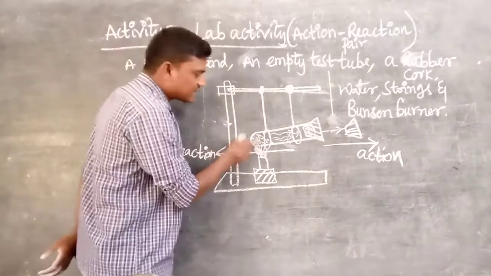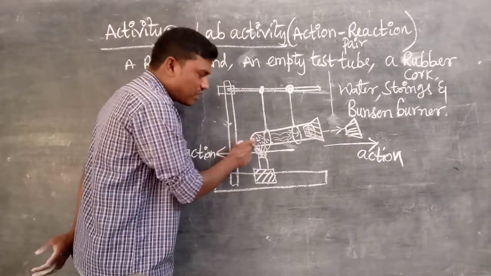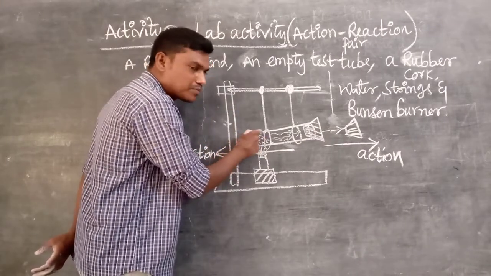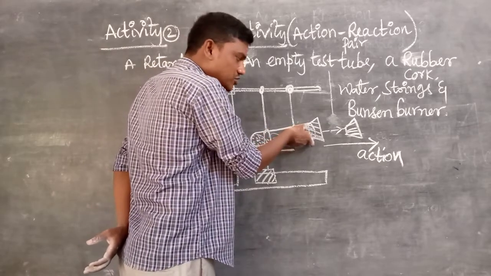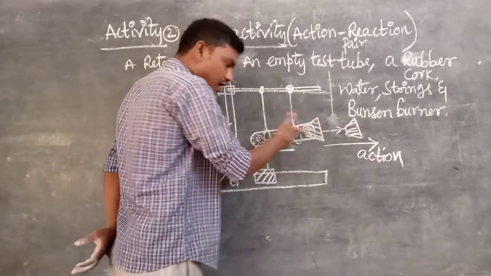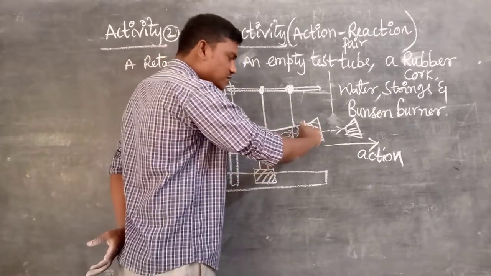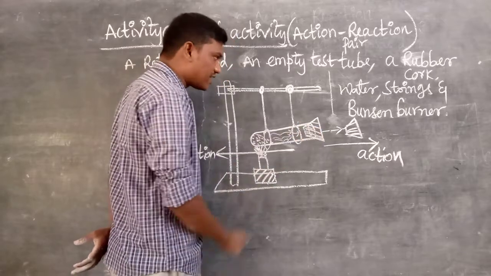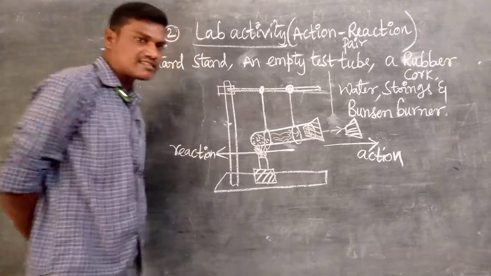First of all, we take an empty test tube. Listen very carefully. The test tube is filled with a little bit of water. Now the open mouth of the test tube is closed with a rubber cork. After that, the test tube is freely suspended in the air horizontally with the help of a rigid support through the inextensible string.